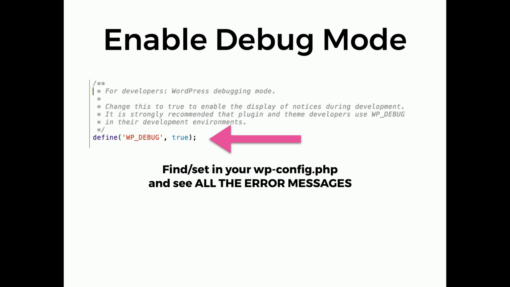Then you're going to try enabling debug mode. There's a little setting in wp-config where you just set it from false to true to turn on debug mode, and then suddenly you'll get error messages. Error messages are super helpful. Remember to turn it off when you're done.